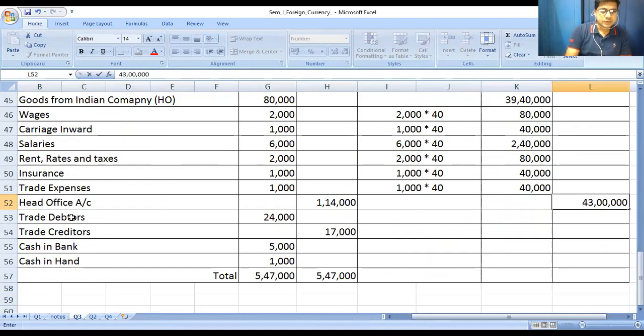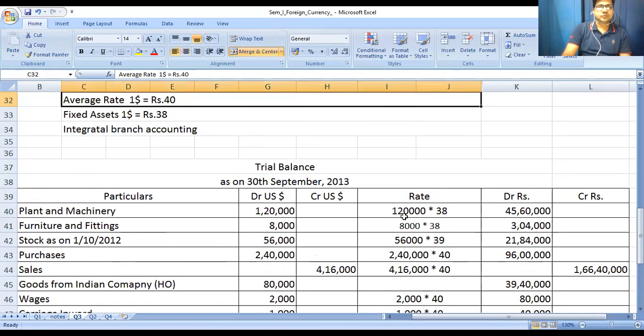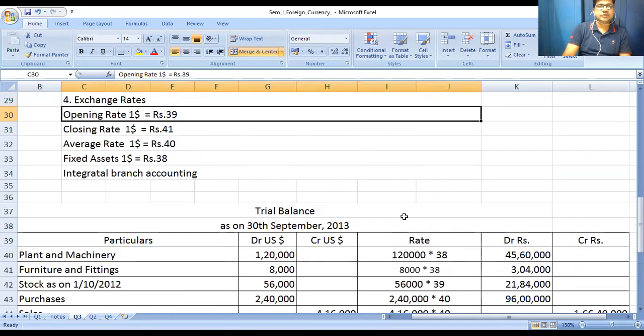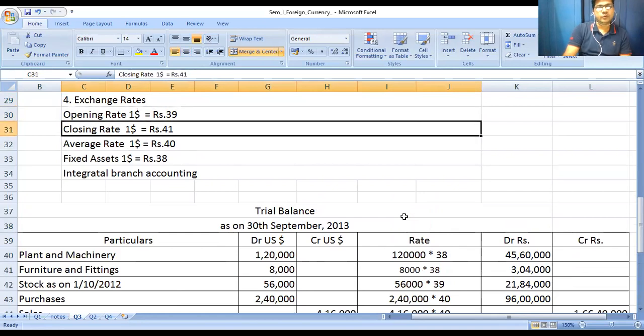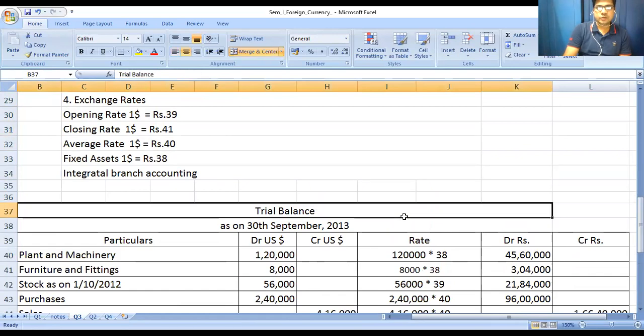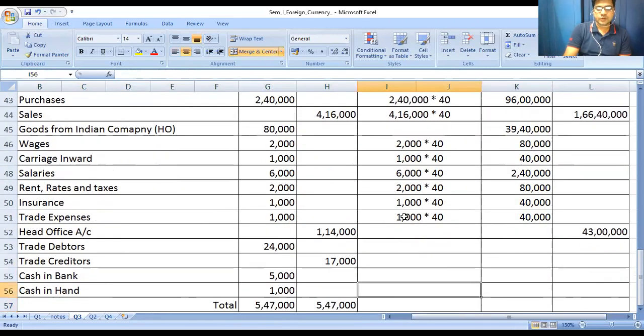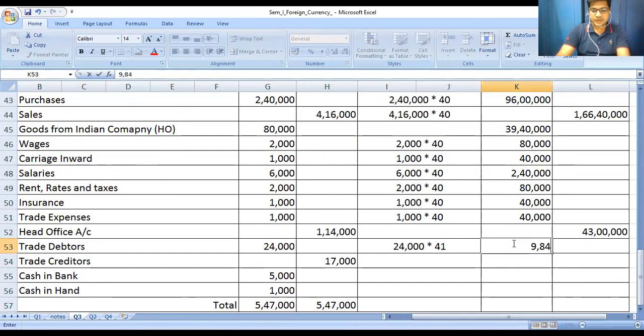After that, trade debtors 24,000 US dollar. Which rate do we have to apply? Whether opening, closing, or average? Closing. Right, closing, $1 is rupees 41. 24,000 into 41, 9,84,000.